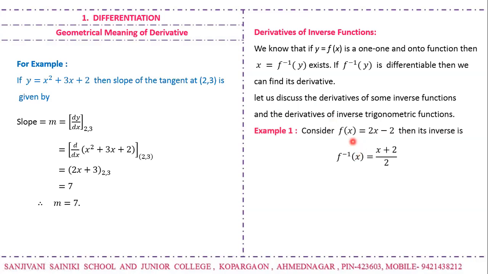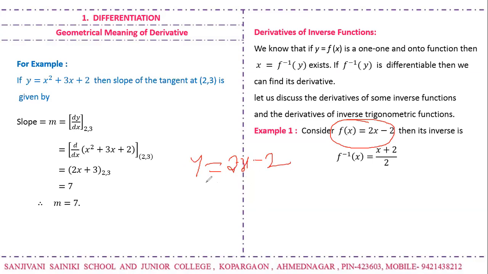For example, suppose y is equal to f of x is equal to 2x minus 2, then its inverse is f inverse of x. Now how to find the inverse of the given function? From this expression we have to find the inverse of the given function. So I will call it y is equal to 2x minus 2. How to find the inverse? You have to find just the value of x in terms of y.